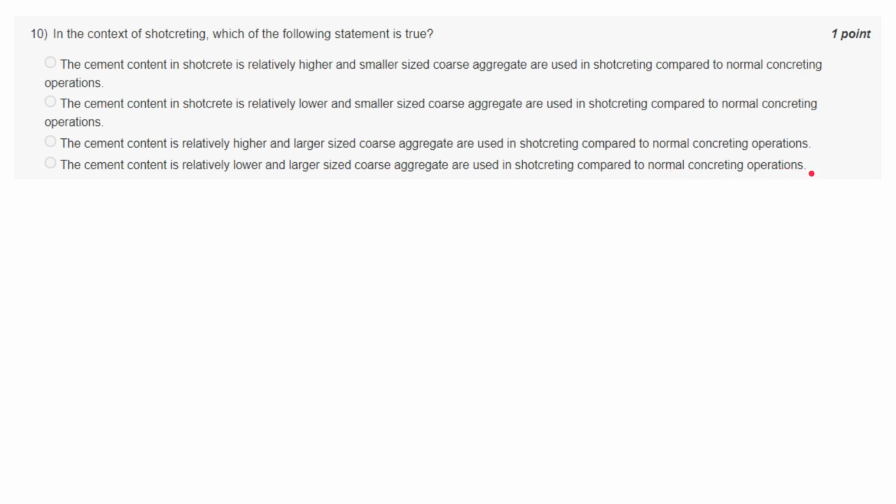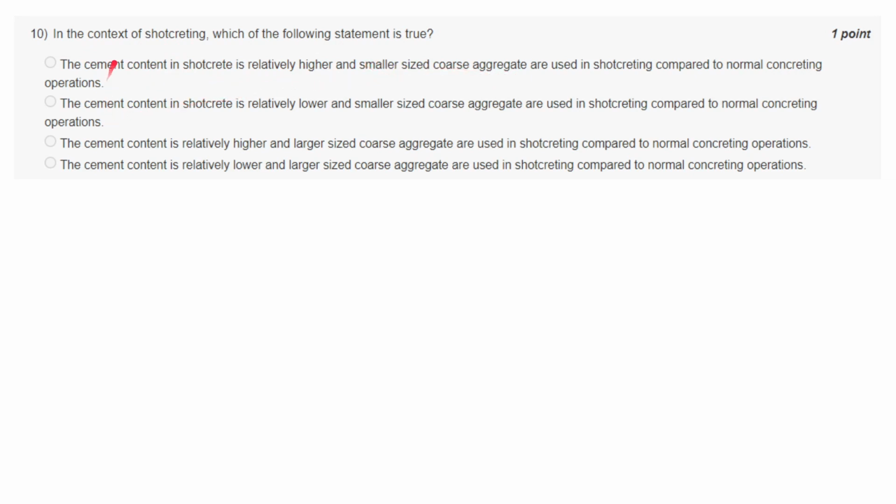So as we just saw in the gallery pictures, shotcreting is done through a nozzle, a pipe, and through the nozzle. As you can see, that is only possible when the cement content is high, the fine content is high, and also the size of the coarse aggregate is small.